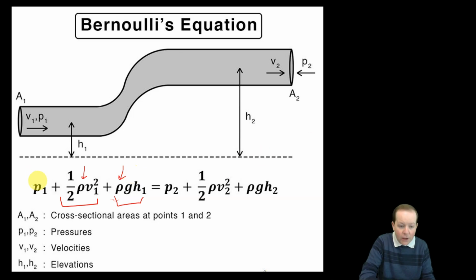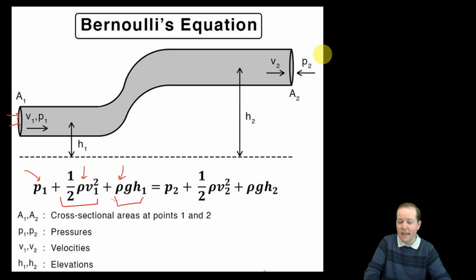There is also the pressure. This is the pressure that's right here in this section. Remember, pressure is based on a force and a cross-sectional area. There's also the pressure on this end of the hose, however much force over this cross-sectional area. So this right here, this is Bernoulli's equation.